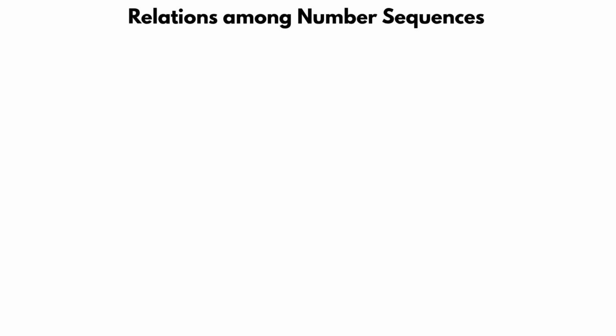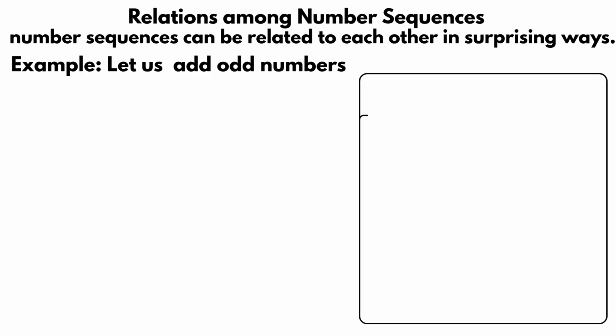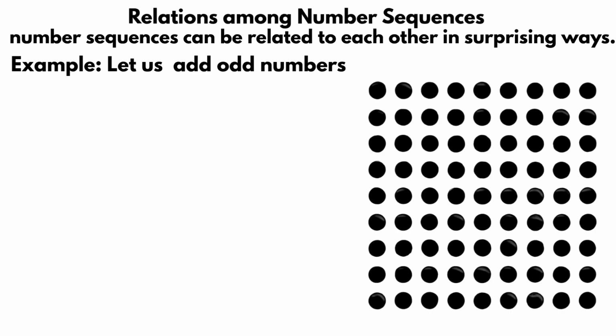Students, now we will see relations among number sequences. Number sequences can be related to each other in surprising ways. For example, let us add odd numbers. When odd numbers are added, first we will consider one odd number, 1 equals 1, which is 1 square.